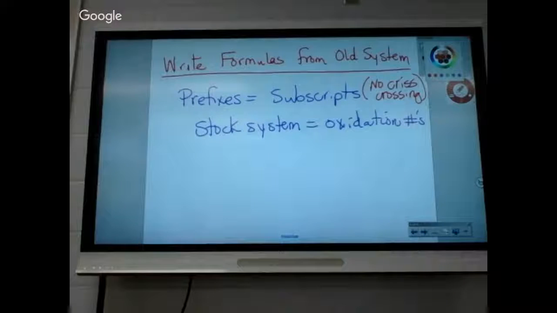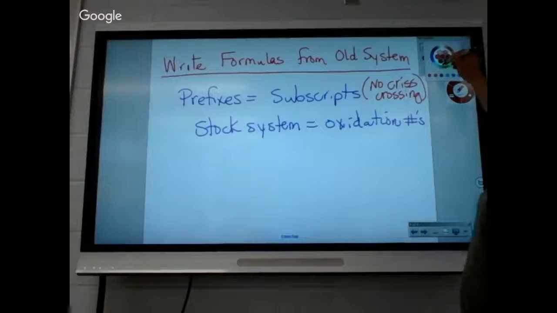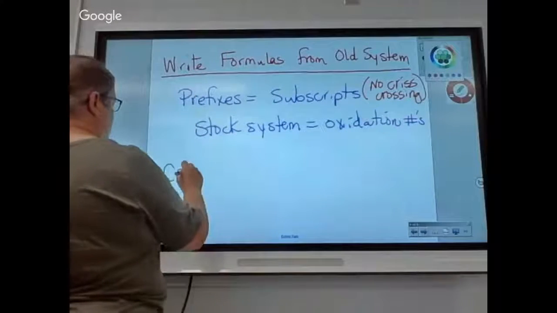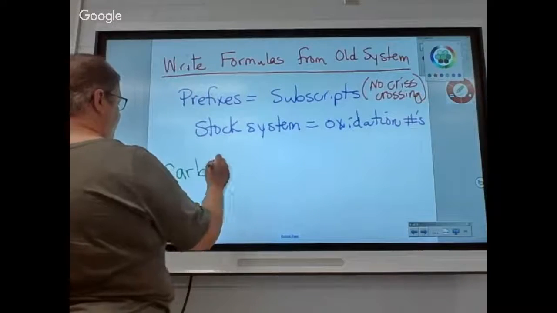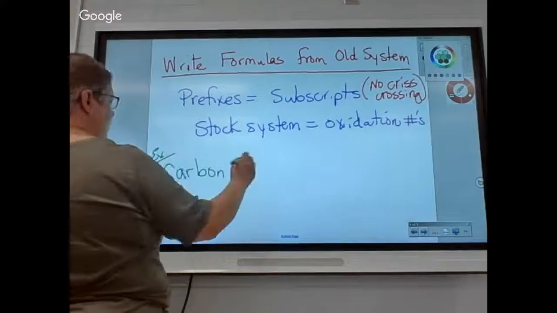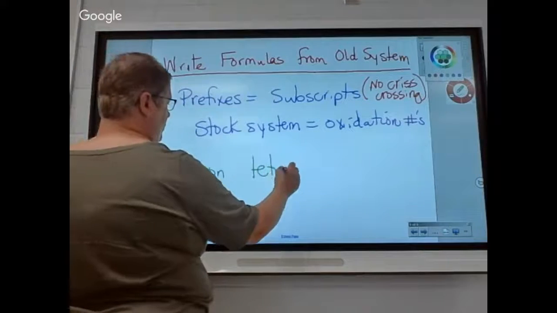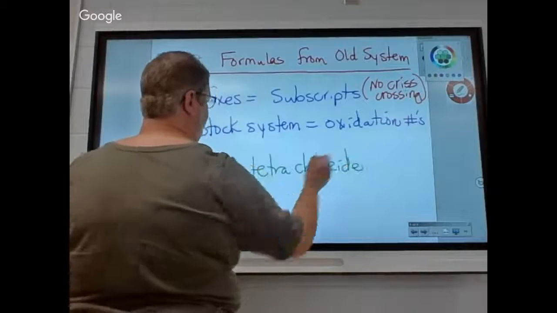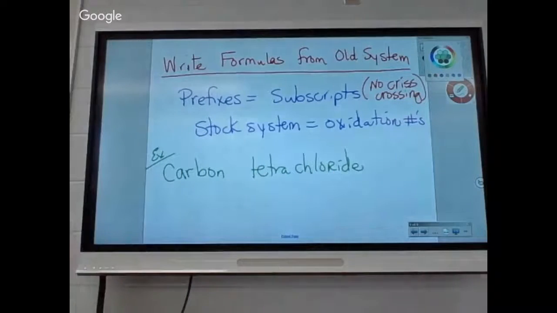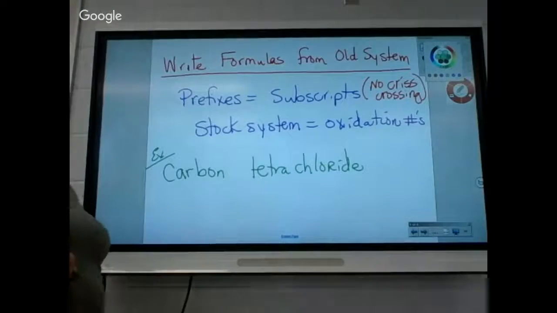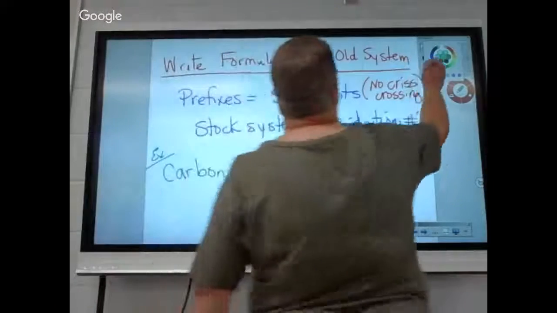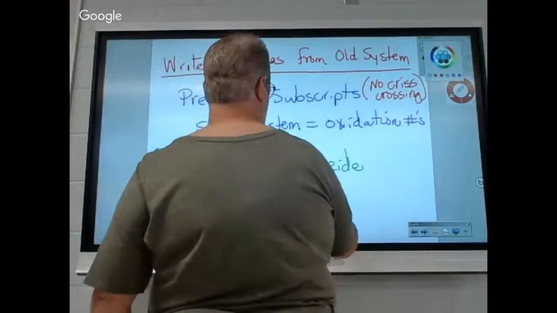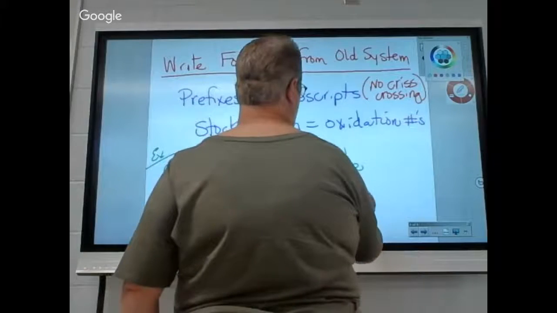That's right. But I'm going to give it to you in words. So, suppose I say carbon tetrachloride. Okay? The first thing you should be able to say to me is, oh, this is the prefix system, right?